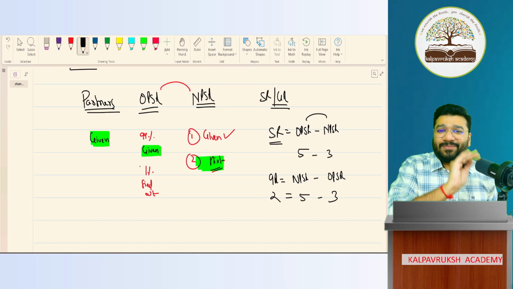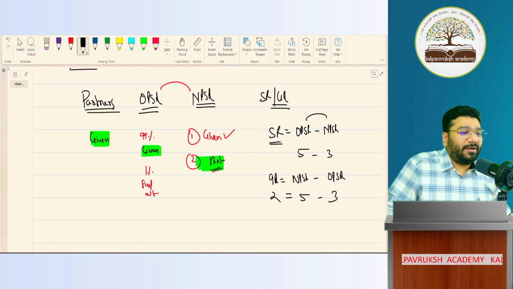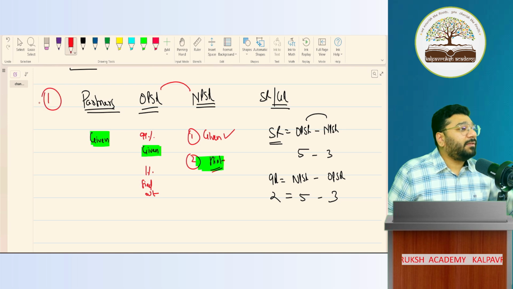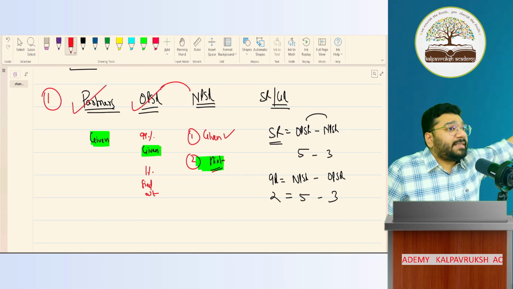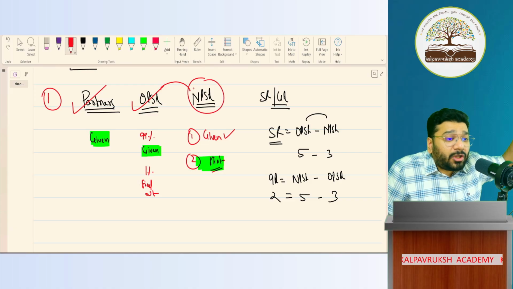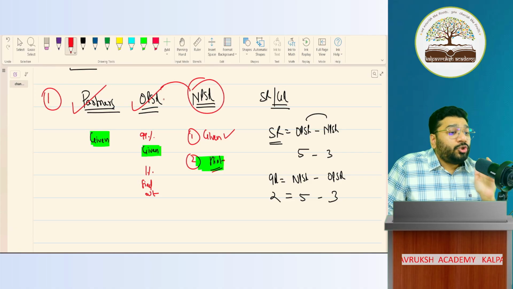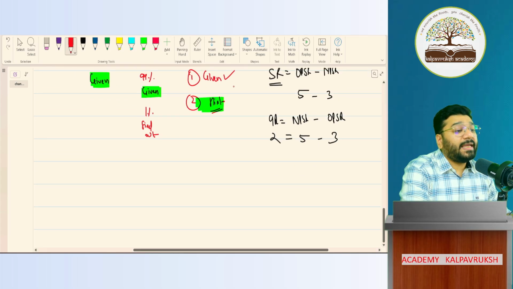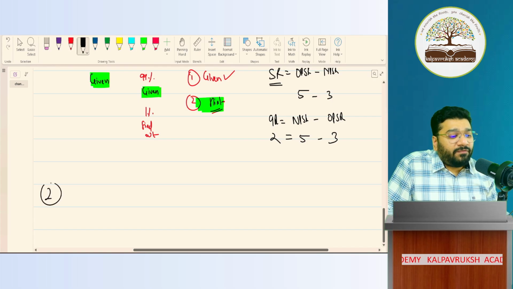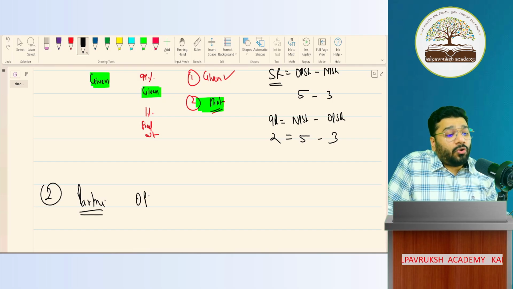I will do it, but after some time. Let this revision get over. Okay? Guys, this is one table. In the table, partners is the first column, OPSR the second column. The specialty of this table is that the third column is NPSR. Using these both, I'm calculating SRGR. Got it, not got it? Okay. Second table. First column is the same: partners. The second column is also OPSR. Both are given.